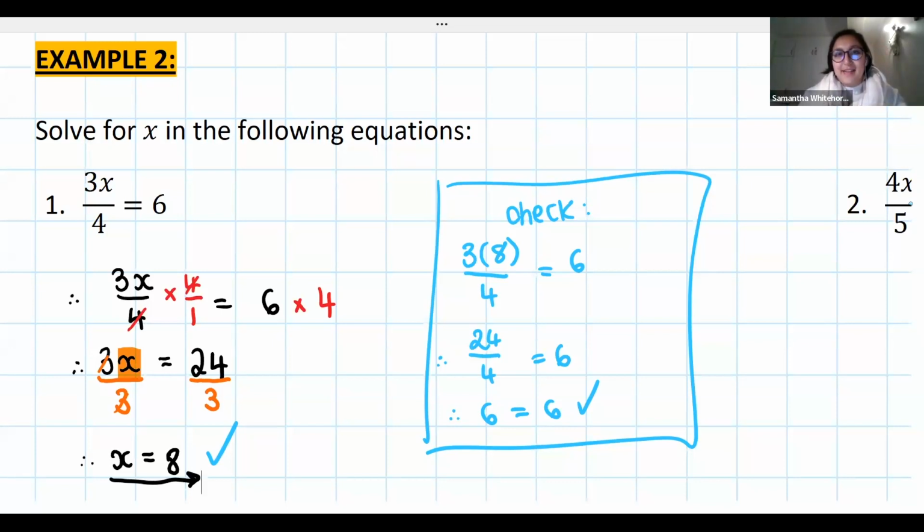Greetings, ma'am. Hello. Ma'am, I wanted to ask, ma'am, if it's still fine if we can use the method, like let's say we take the 4 from underneath and transmit it that side, ma'am, to the 6 multiplier. Then it's gonna say 3x is equal to 6 times 4. Would it still work? Yeah, that's absolutely fine.